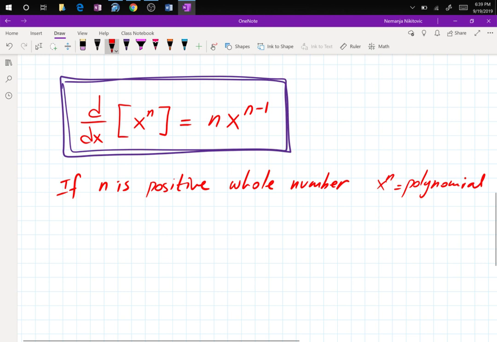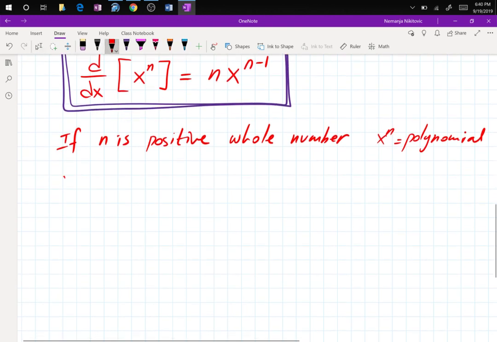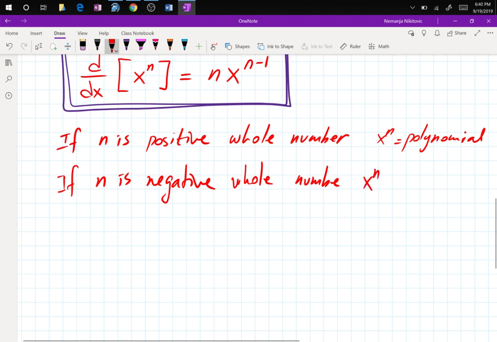The next is what happens if n is a negative whole number. What is x to the n? What type of function? Yeah, 1 over x. What do we call those functions? Rational function. Very good. So if it's a negative number, now we'll do examples for all of them.